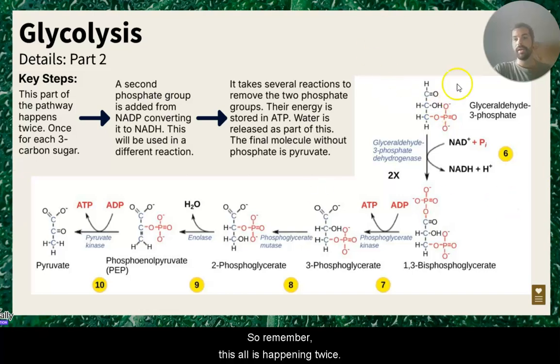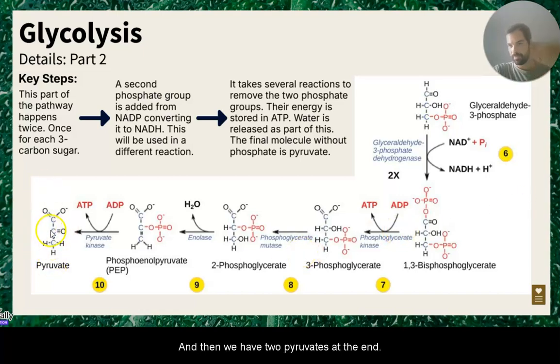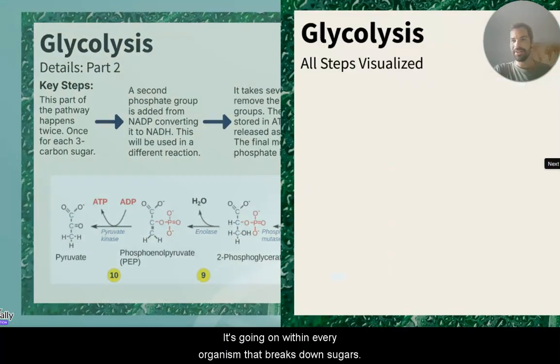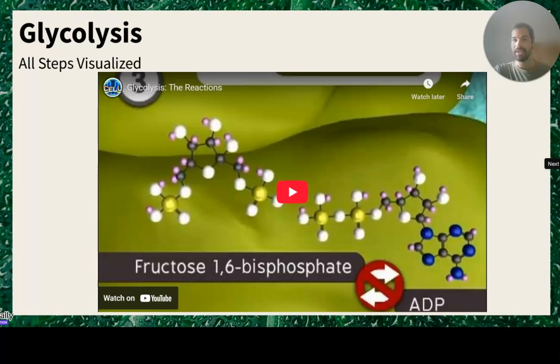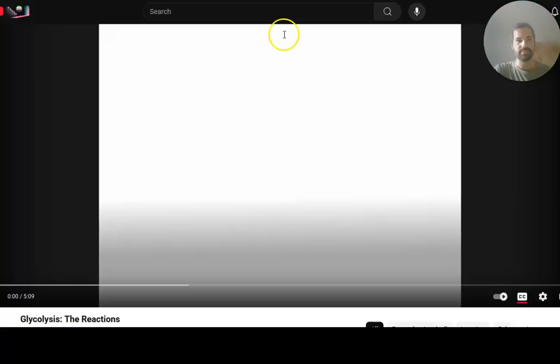So remember, this all is happening twice. So we're getting our 2 NADH here. We're getting 1, 2, and 3, 4 ATPs here. That gives us our overall, and then we have 2 pyruvates at the end. So that's glycolysis. It's going on within every organism that breaks down sugars. Just to get a visual sense of what this looks like, we'll watch this video that'll talk about this important metabolic pathway and how it functions.